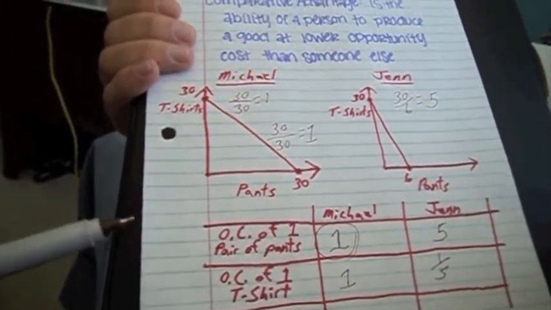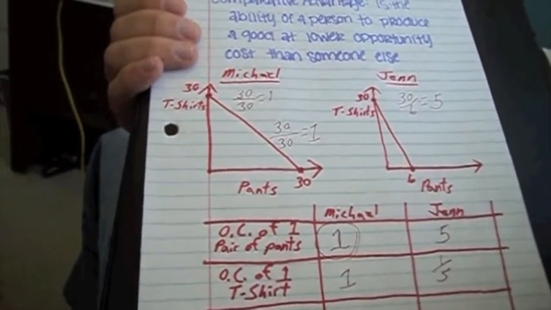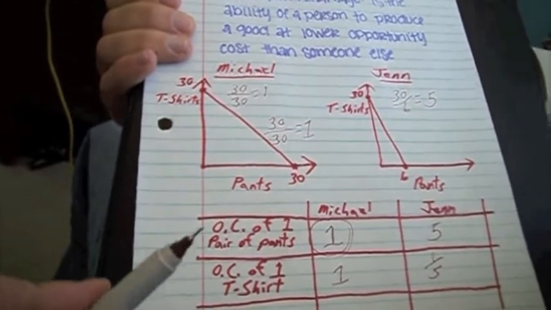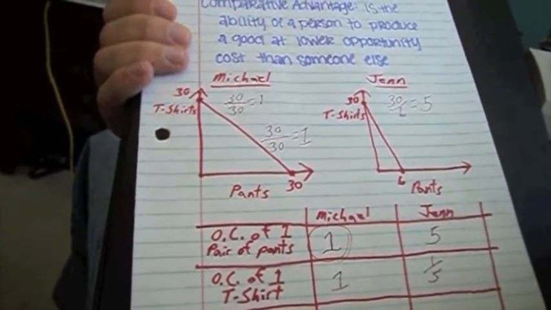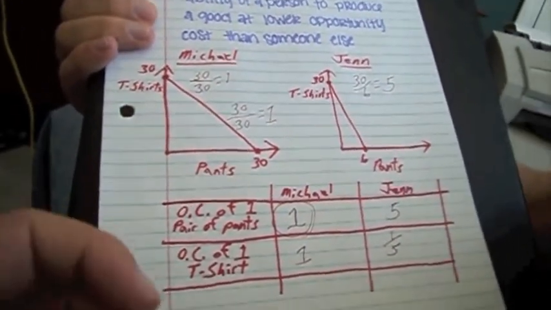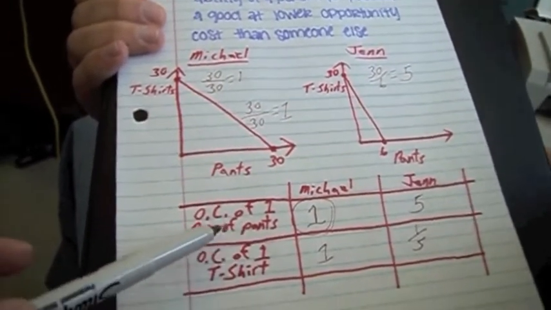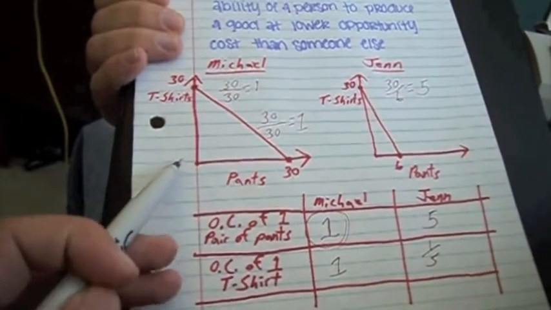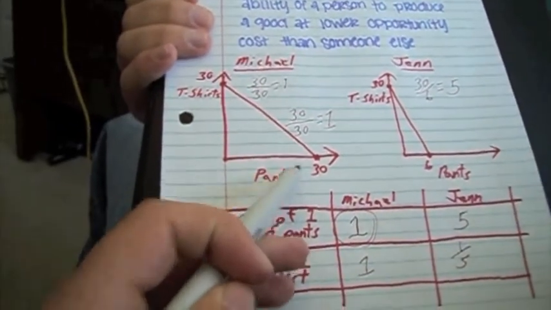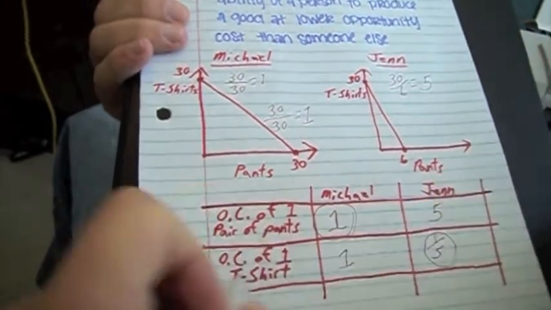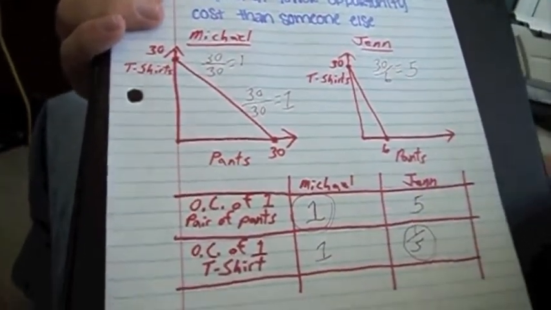In order to specialize and trade, each person has to figure out what they are best at, which means what do they have the lowest opportunity cost for. In this example, Michael has the lowest opportunity cost per pair of pants. So that means he's going to focus all his resources on making pants, and Jen is going to focus all her resources on making t-shirts because she has the lowest opportunity cost for that.